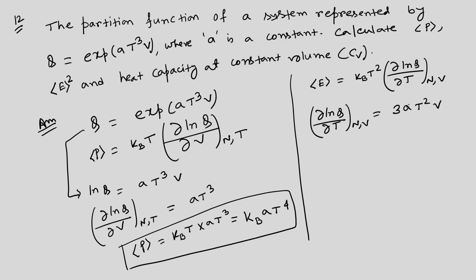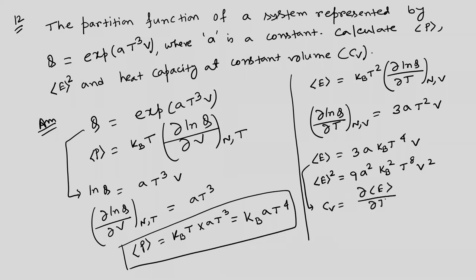times V. So average energy we are getting is 3 A kB T to the 4 times V. Once we get the average energy, we can calculate average energy squared, which is nothing but 9 A to the 2 kB to the 2 T to the 8 times V to the 2. And then we can calculate CV. So CV is del U by del T at constant volume. So we get CV is 12 A kB T to the 3 times V.